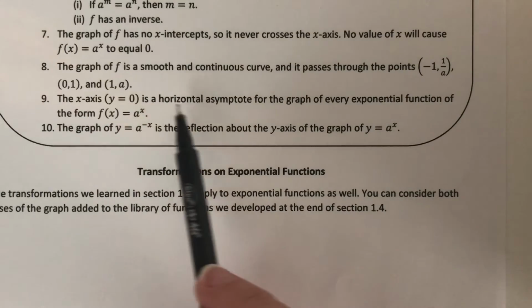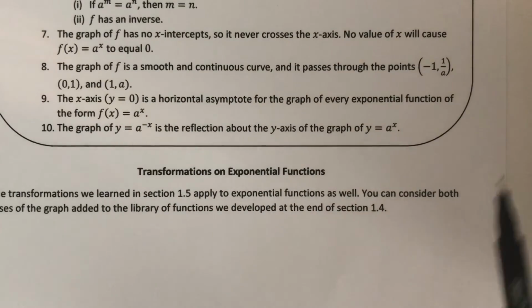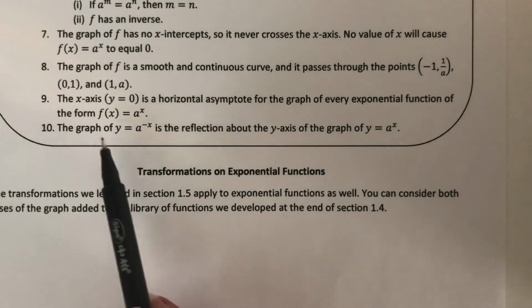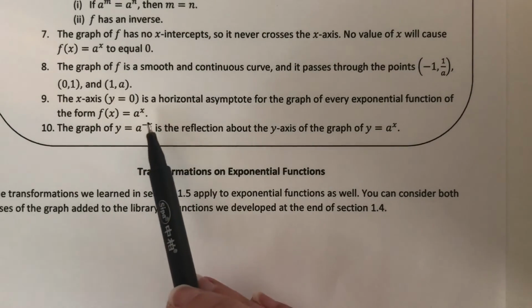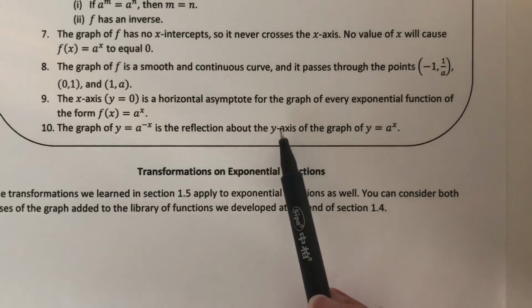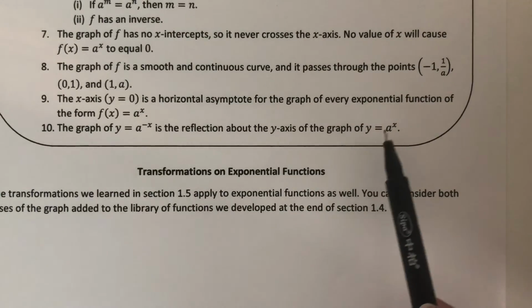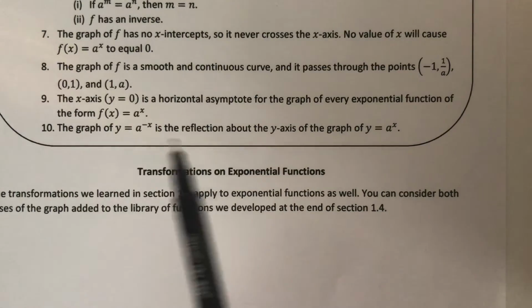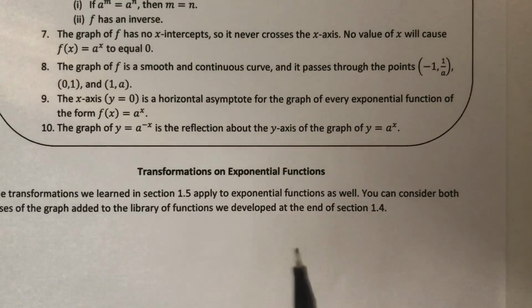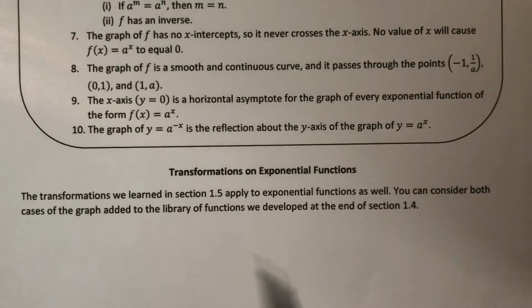The x-axis is a horizontal asymptote, okay? And the graph of a to the negative x is the reflection about the y-axis of the graph of y equals a to the x. This comes from our earlier transformations chapter in chapter 1. In fact, we're going to be able to use transformations to graph all of these.